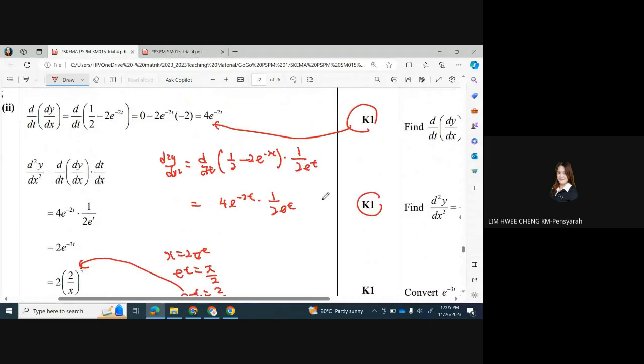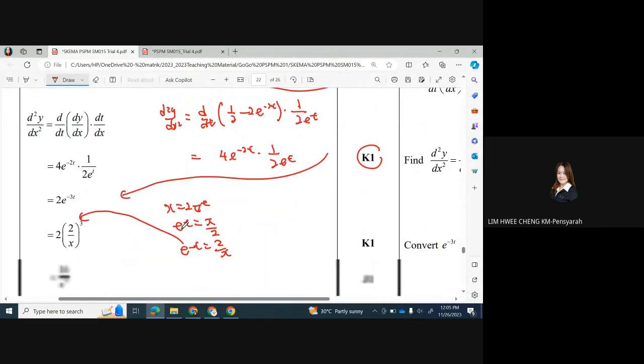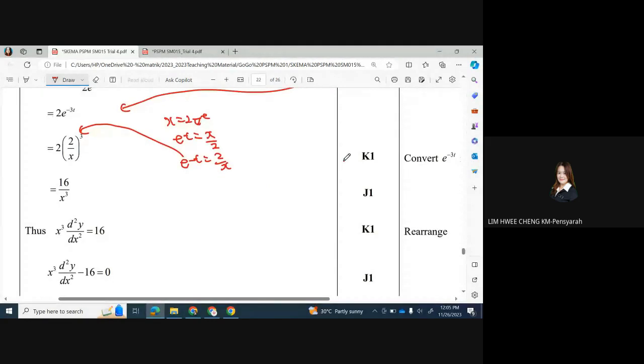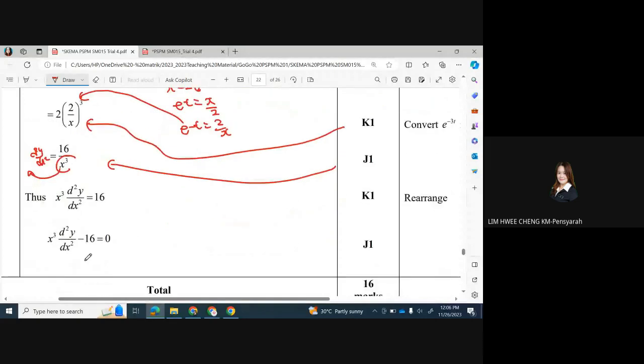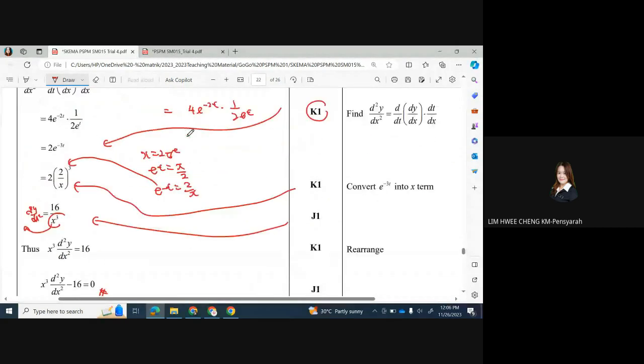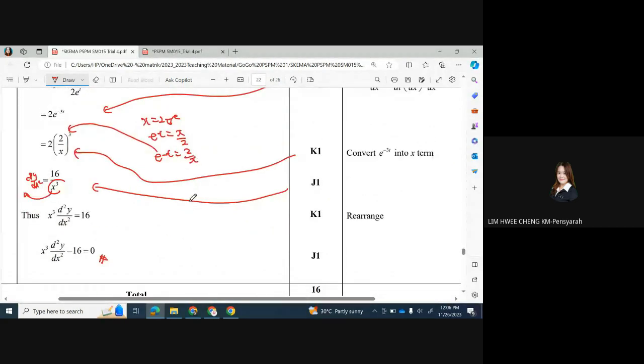Okay, ini adalah ini adalah ini. Darab dengan dt dx. Lepas tu you convert the e power of 2t ini in the term of x. Lepas tu masukkan. Okay, sebab you akan dapat second derivative. Okay, yang ini boleh pindah ke kanan. Okay, lepas tu baru pindah balik. Okay, you may do the shortcut. Pindah-pindah. Then you will get.